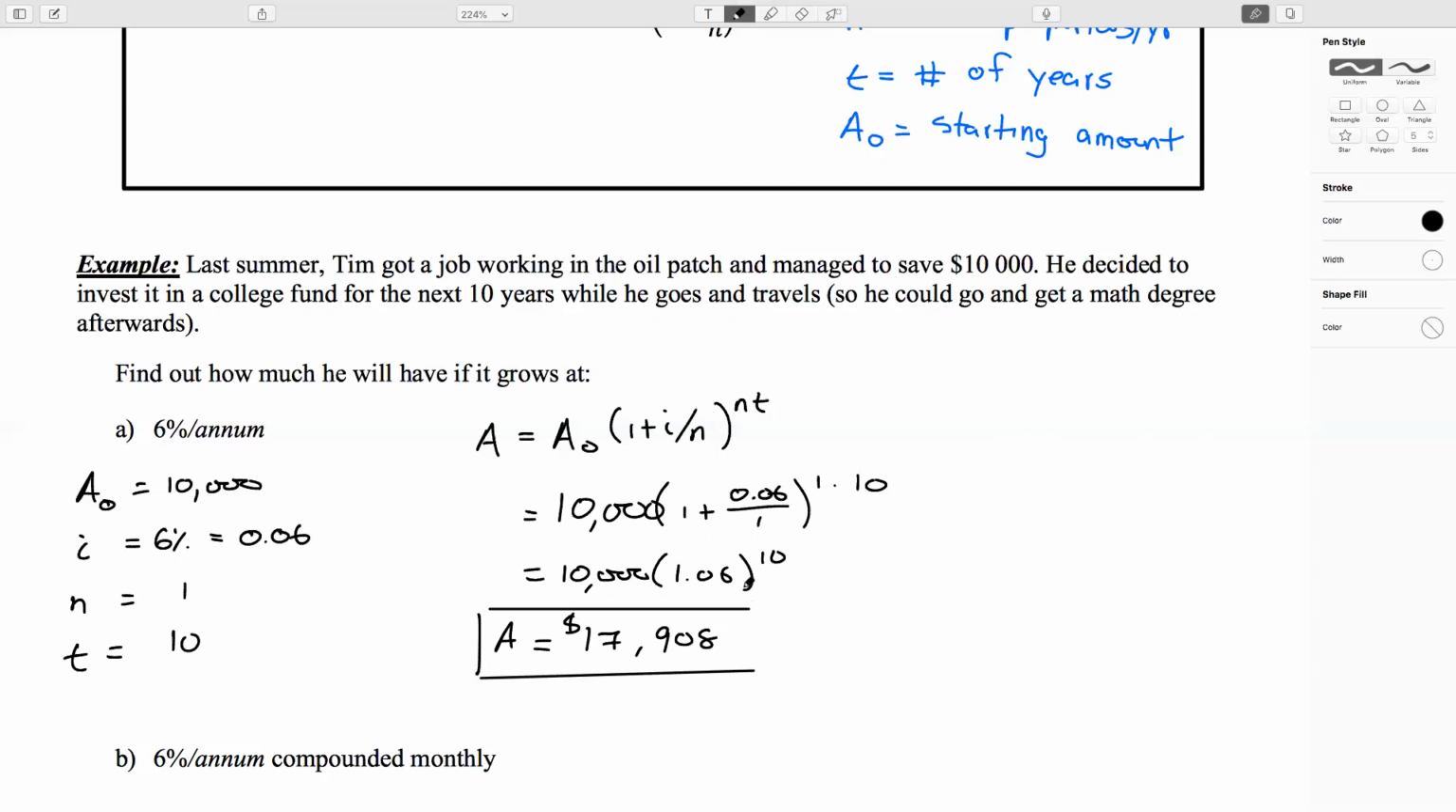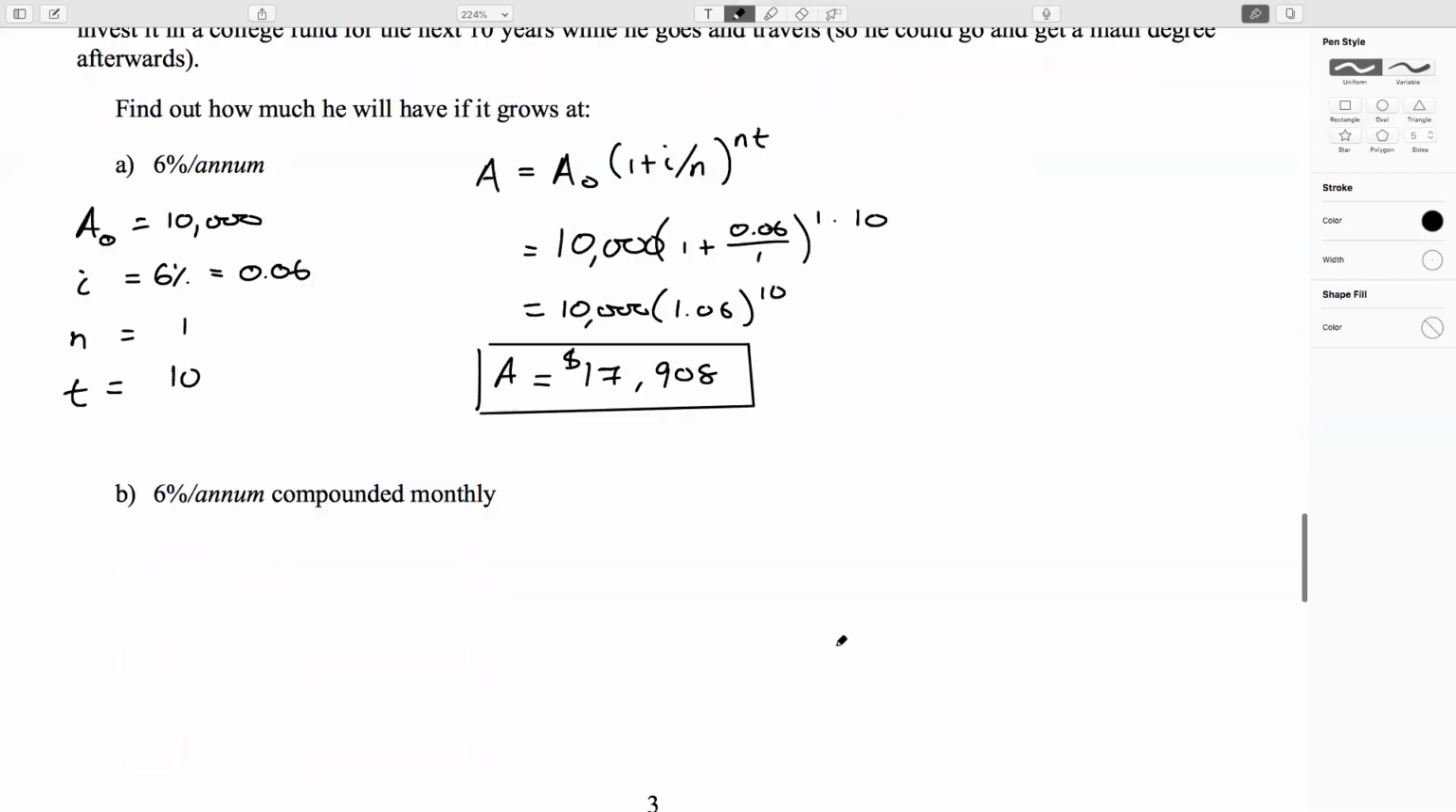So interest is a very important thing. In the matter of 10 years, Tim's almost doubled his money. He's gone from 10,000 to almost 18,000. So this is a really important thing to know about because this is something that goes on all around you all the time. And if you want to grow your money, you need to understand how compound interest works.